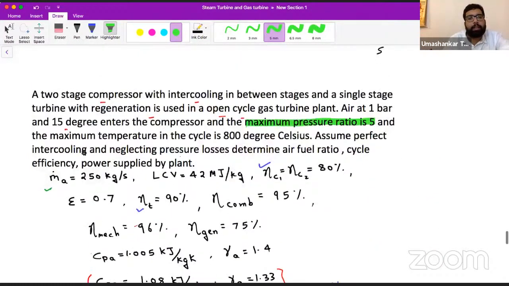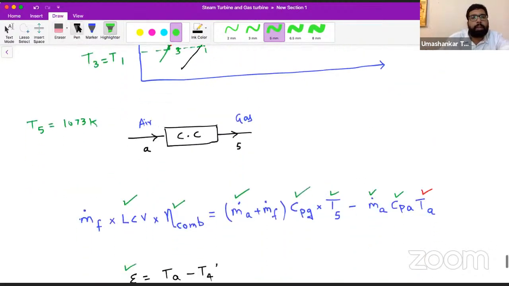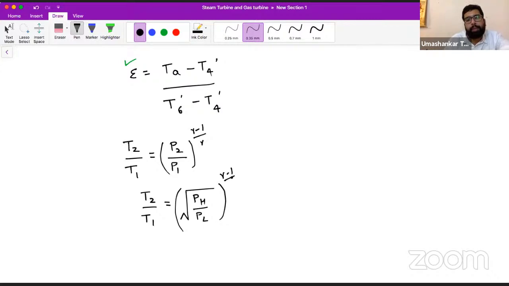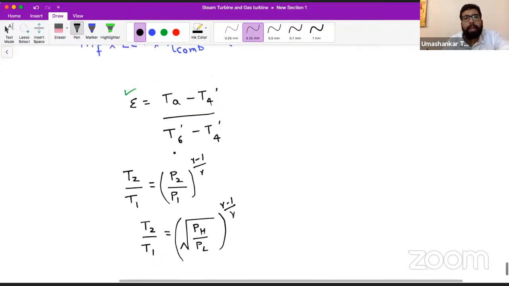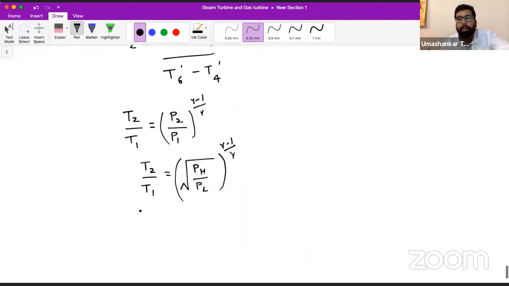And the case is perfect intercooling. So in case of perfect intercooling, the intermediate pressure will become under root of PH into PL. We have derived it, no? So if we use the condition of perfect intercooling, you will come to know that P2 will be under root of P1 and P4, high pressure, low pressure. We developed this in the previous session.